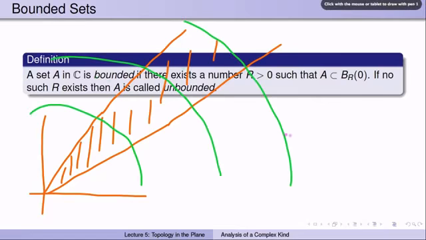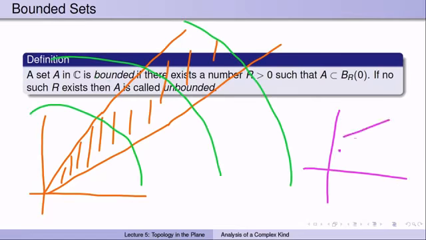Another example of an unbounded set is a whole half plane. Let's say all those points for which the real part is positive. That's an unbounded set. The whole complex plane itself is an unbounded set. So there are plenty of unbounded sets.